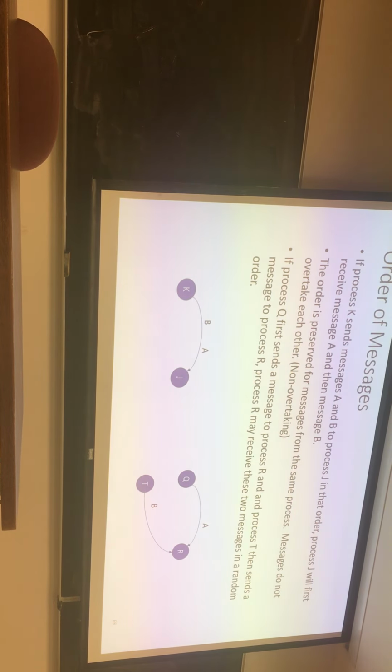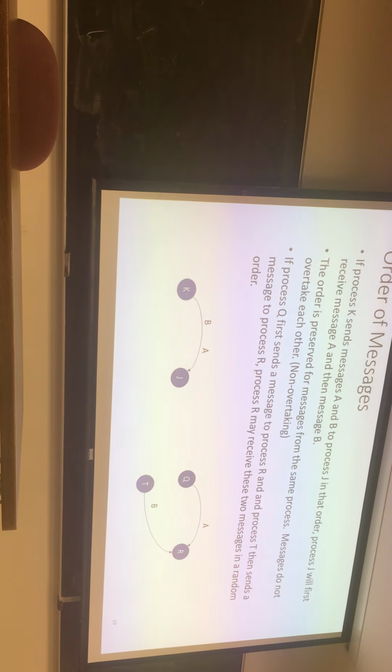The standard also specifies the order of messages sent between two processes. Let's assume process K wants to send two messages to process J. These two messages will always be received in the same order that they were sent. Let's say K sends A before B; J will always receive A before B. This is called the non-overtaking principle, so it's always in a deterministic order.